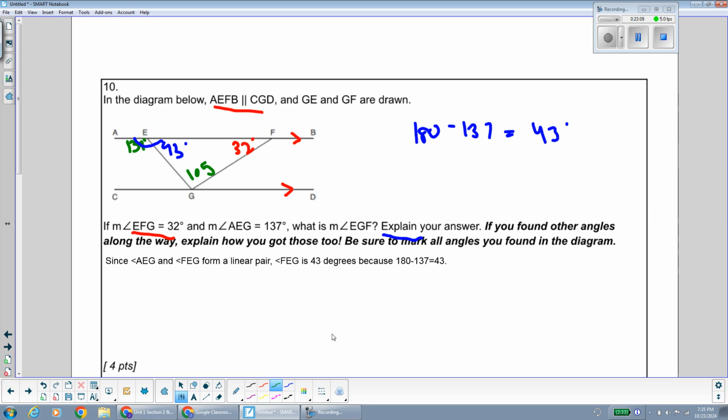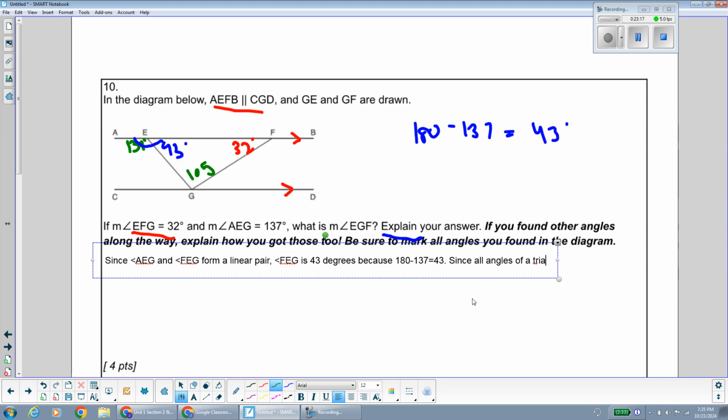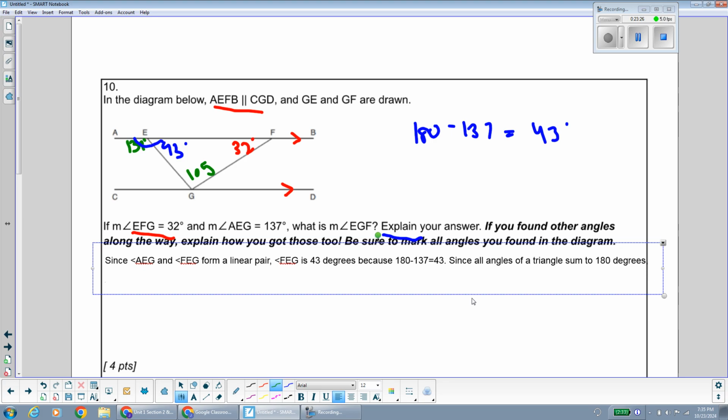Remember, it doesn't count unless it's in writing. Since all angles of a triangle sum to 180 degrees, angle FDE is 105 degrees because 43 plus 32 plus 105 equals 180 degrees. You can word it differently, but as long as you explain how you found that.